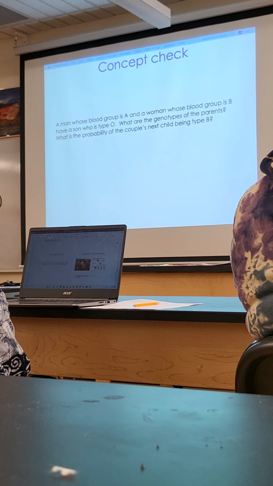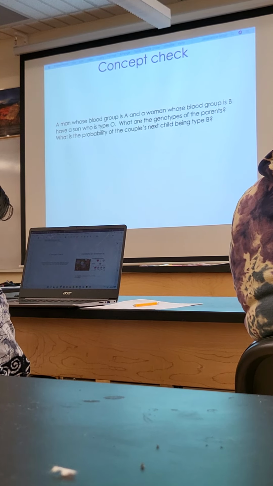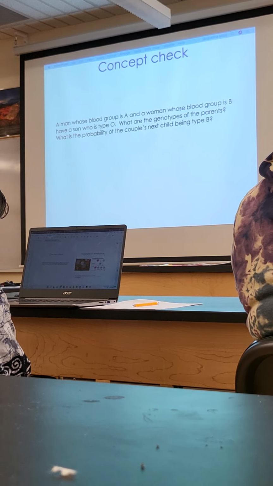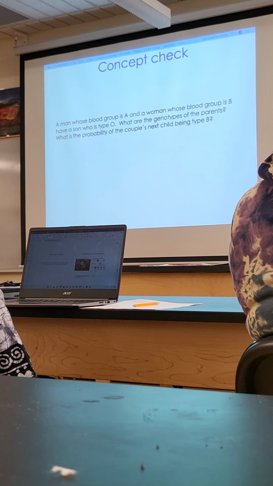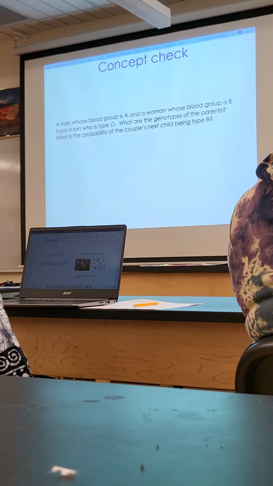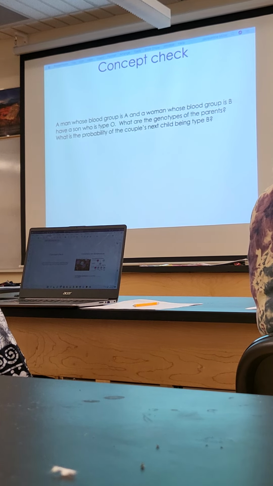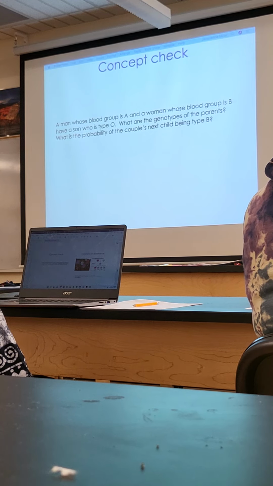So a male whose blood group is type A and a woman whose blood group is type B have a son who is type O. So what do the parents have to have? If they have a type O son, yeah, both of them have to have a little i. So they have to be IA, little i, and then IB, little i. If these are the parents, what's the probability of the couple's next child being type B?